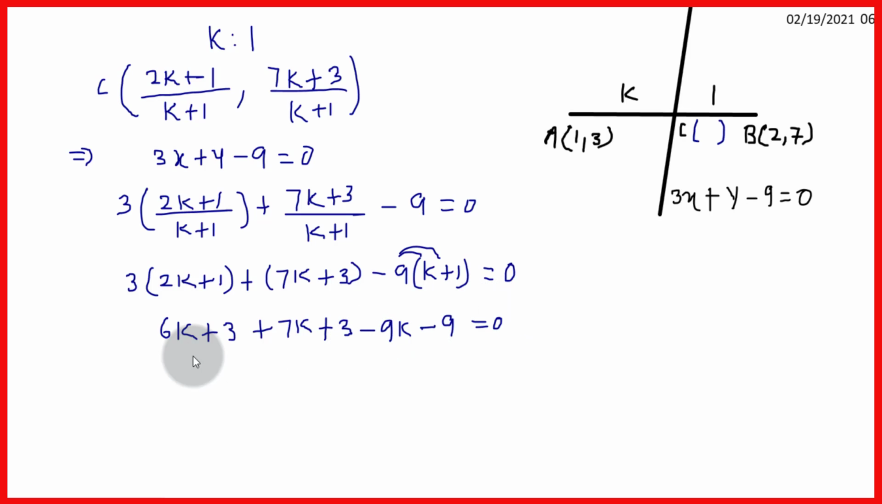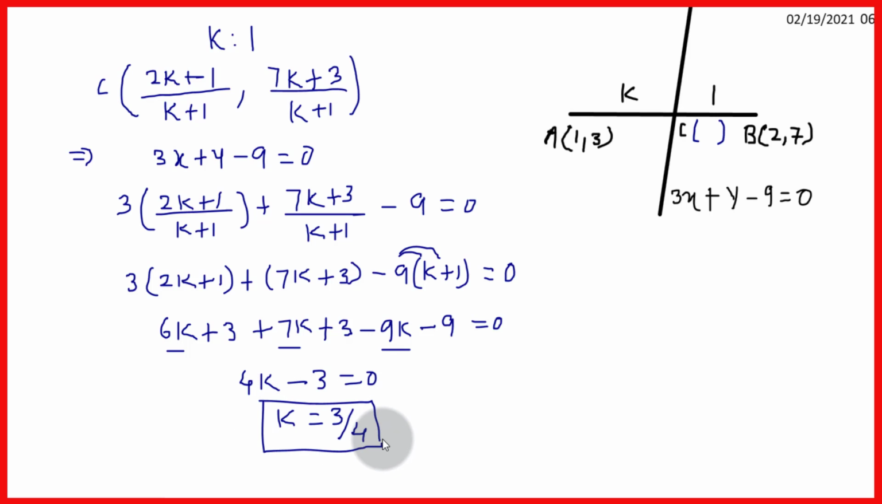So here we will add the like terms: 6k + 7k is 13k, minus 9k is 4k, and 3 + 3 is 6, minus 9 is minus 3, which is equal to 0, and so k = 3/4. So the value of k we have got is k = 3:4.